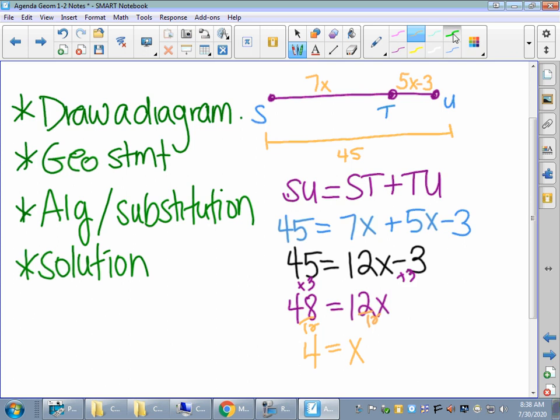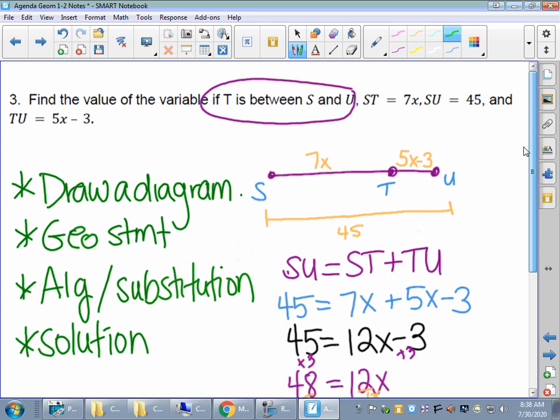Now, the one trickiest part in geometry, we're going to run into this today and from here on out. Go back to your original problem. We know that x equals 4 and see what it asks you to find. Sometimes it'll say, find the value of the variable and the length of ST. Well, we found the value of the variable, x equals 4. Does it ask us to find any other value? Does it ask us to find ST or TU? It doesn't, right?